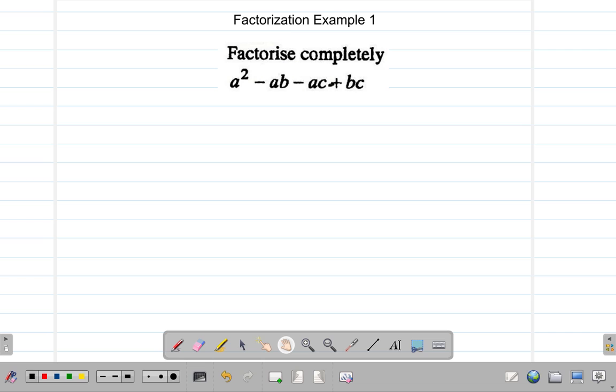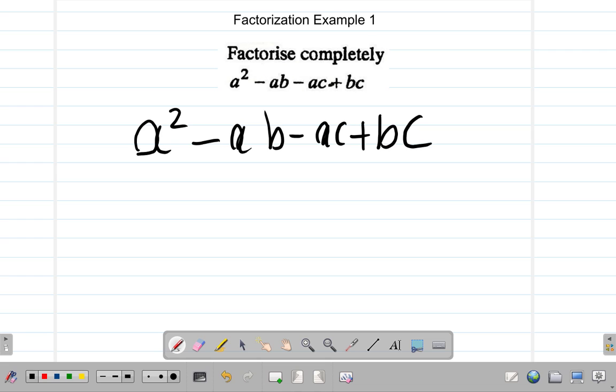So, first of all, let me rewrite it. And this we copy from an old CSEC past paper. So it's a CSEC question, CSEC maths. Alright, now here.